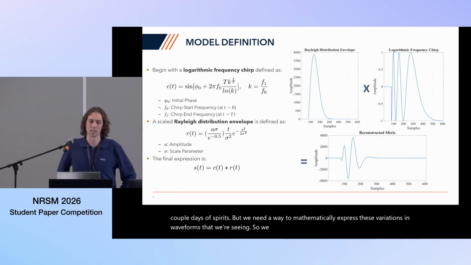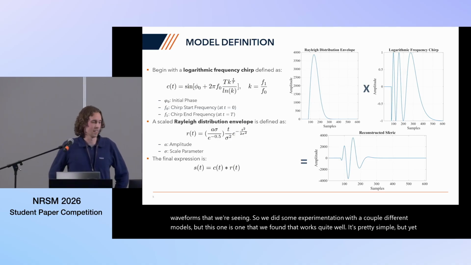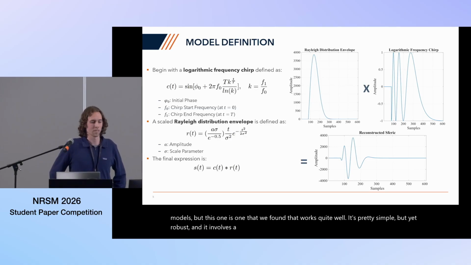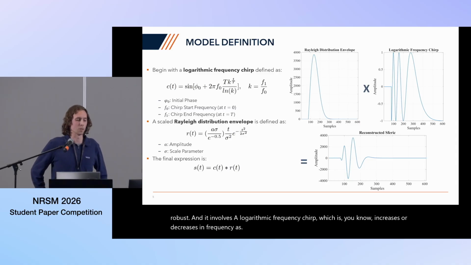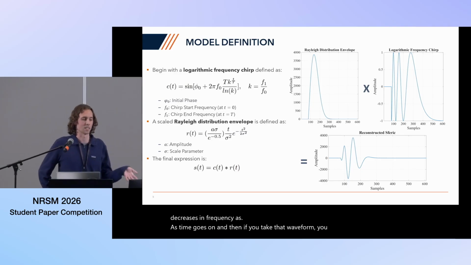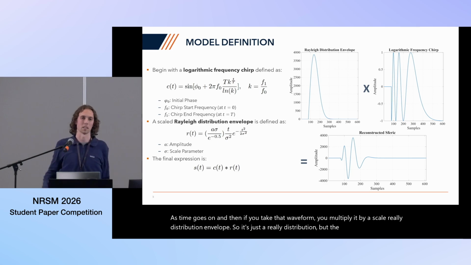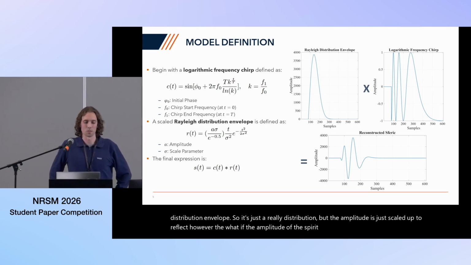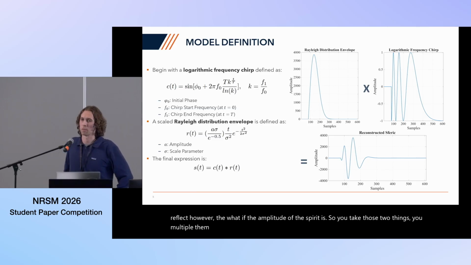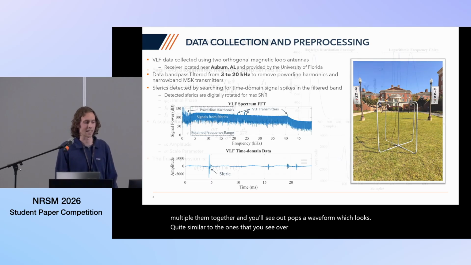We experimented with a couple of different models, but this is one that we found works quite well. It's pretty simple, yet robust, and it involves a logarithmic frequency chirp, which just increases or decreases in frequency as time goes on. Then you take that waveform and multiply it by a scaled Rayleigh distribution envelope, so it's just a Rayleigh distribution, but the amplitude is scaled up to reflect the amplitude of the spheric. You multiply those two things together, and out pops a waveform which looks quite similar to the ones you see over here, which is quite exciting.